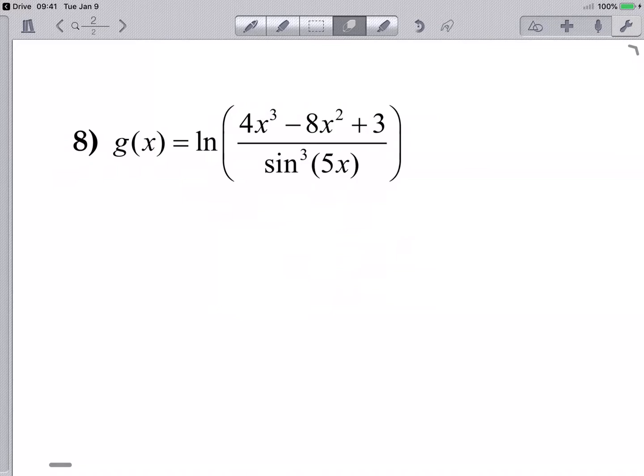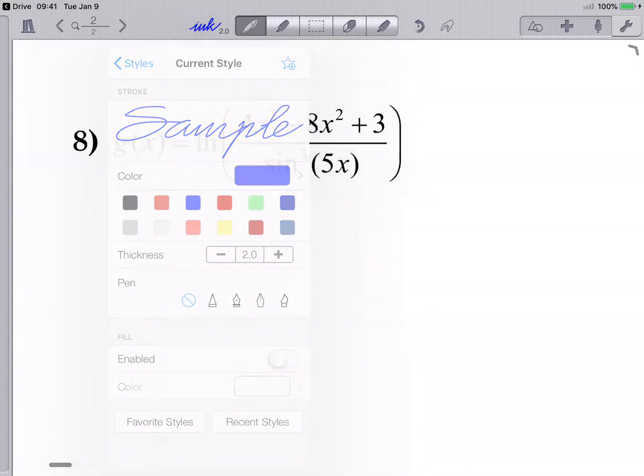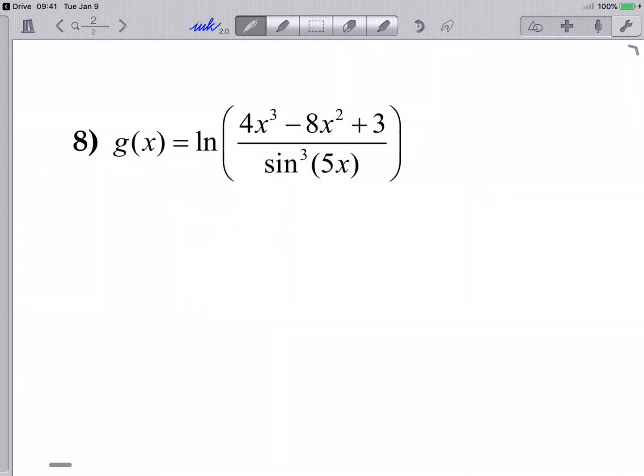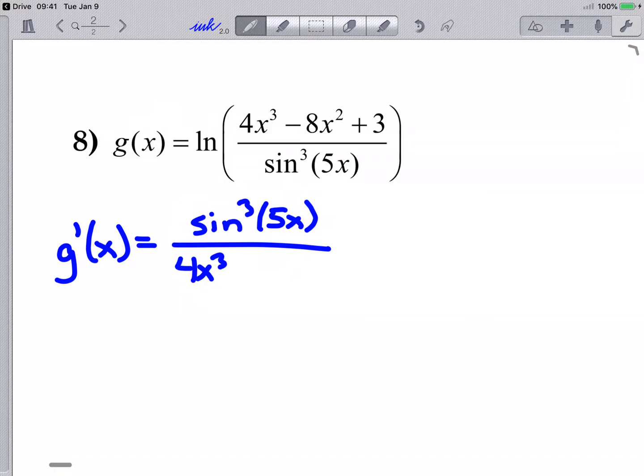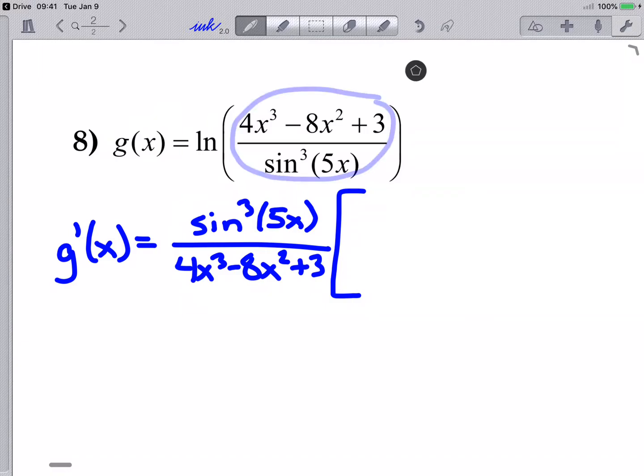Now the next one, I've got natural log of something, so my rules say to do 1 over that something, which in this case means just flip this. So I've got sine cubed 5x over 4x cubed minus 8x squared plus 3. Now I have to multiply by the derivative of the inside, chain rule. Derivative of the inside requires that I do quotient rule.